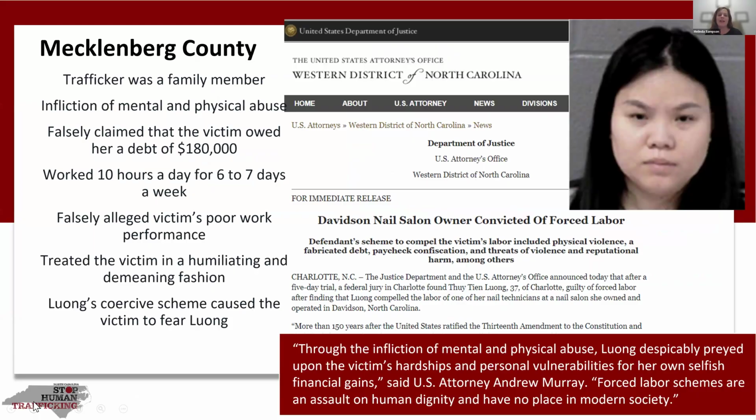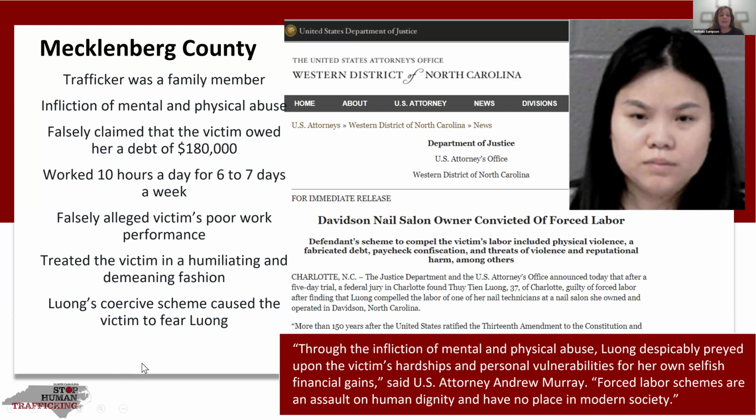This happened in Mecklenburg County, and the trafficker is a family member. We're going to unpack familial trafficking a little bit later. But in this case, the perpetrator inflicted mental and physical abuse, had the victim under a debt bondage situation, made that survivor work 10 hours a day for 6 to 7 days a week, falsely alleged poor work performance by the survivor, and treated the survivor in a humiliating and demeaning fashion. So that alleging poor work performance and treating that person in a humiliating and demeaning fashion is also mental abuse and emotional abuse, especially since it's coming from a family member.